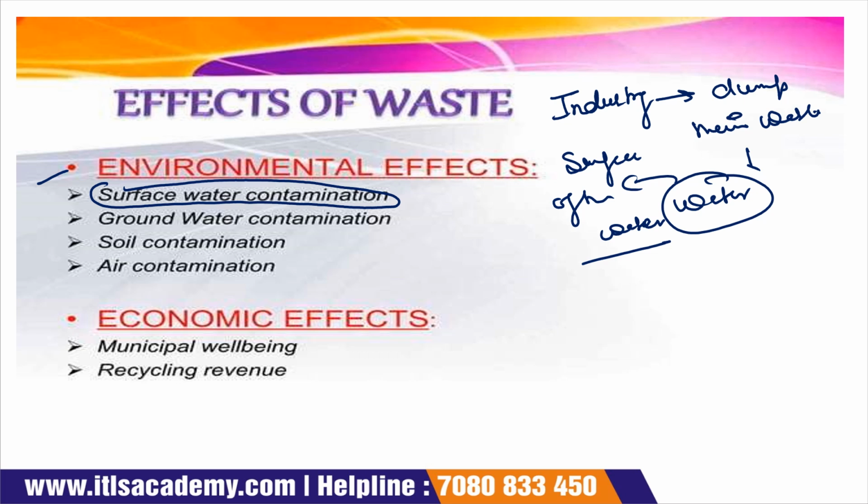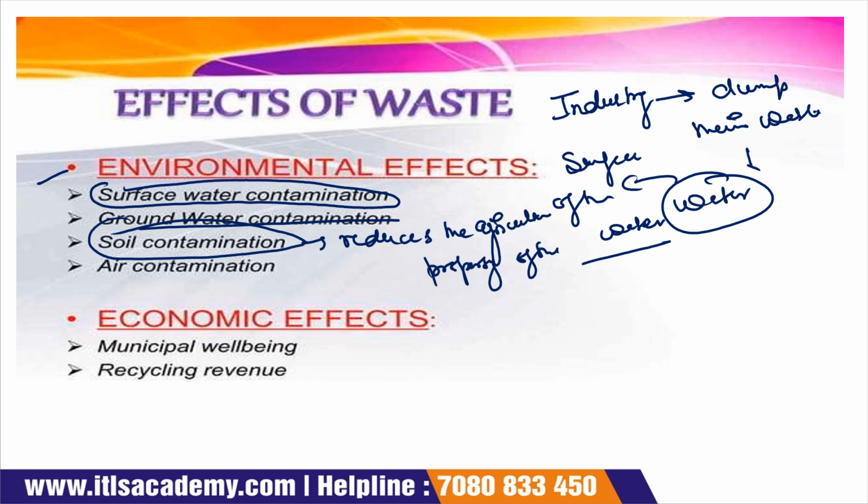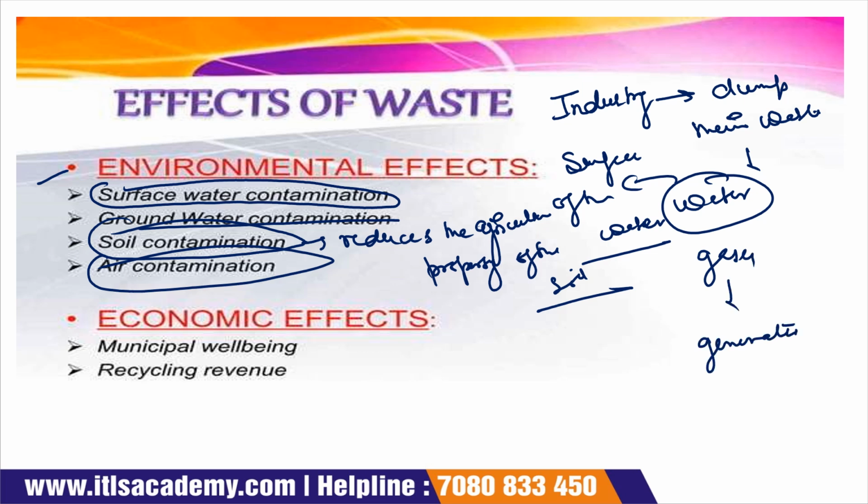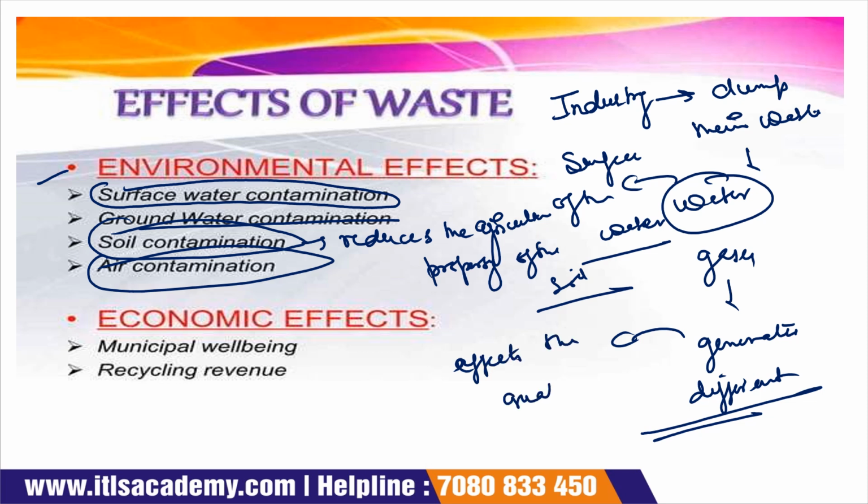Then, along with it, the groundwater will also be contaminated. Soil contamination, because sometimes the waste produced by the different industries is disposed into the soil, and it reduces the agriculture property of the soil. And of course air contamination, because various gases are generated from the different industries, and it will ultimately affect the quality of the air.